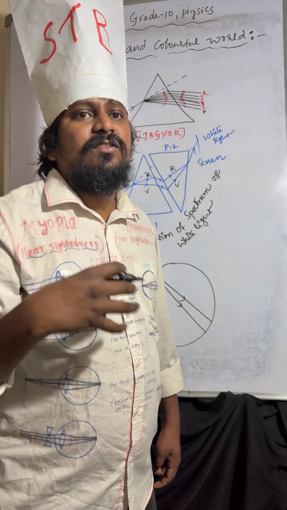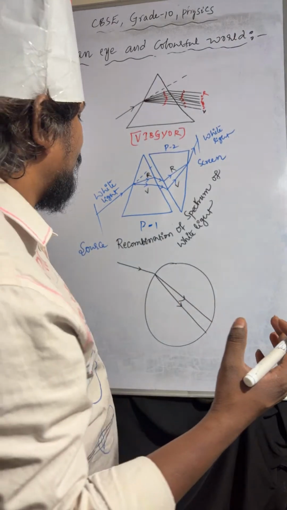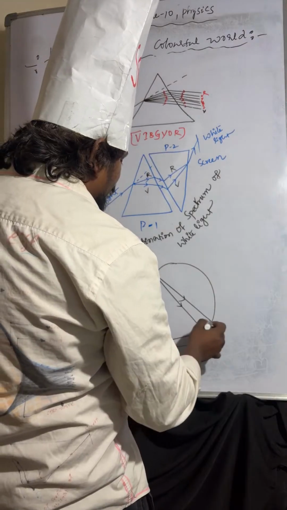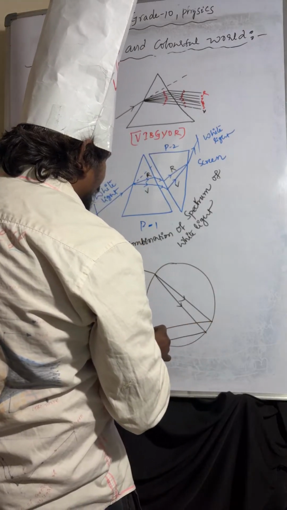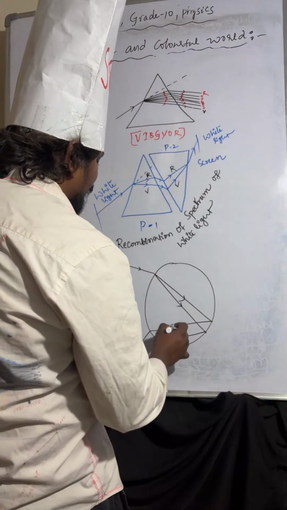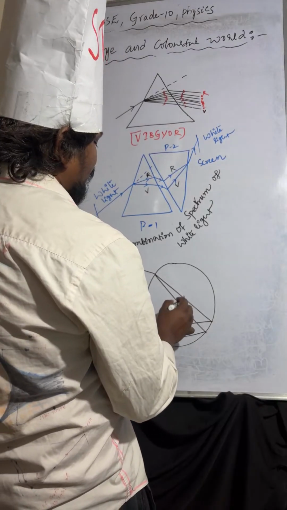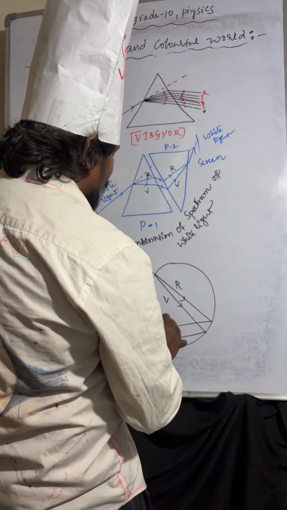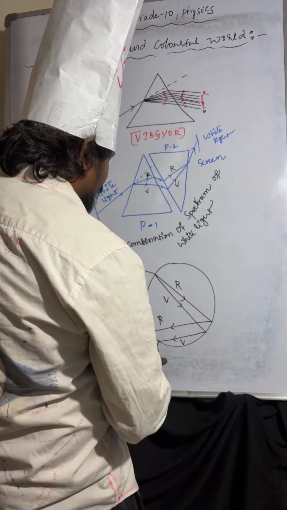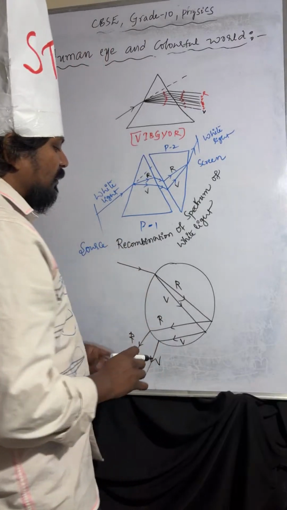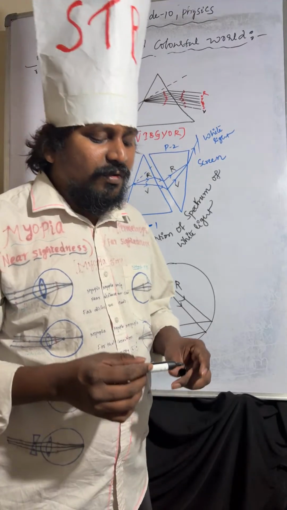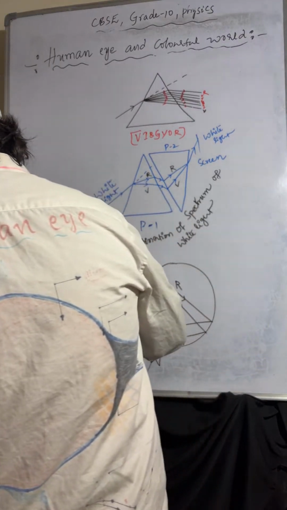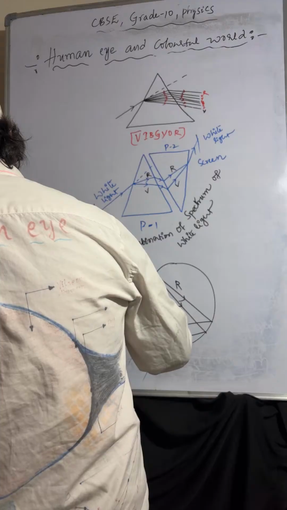Red has a longer wavelength. That is the reason it deviates the least. Here you can also see the refractive index and everything. So this is violet and red, violet and red, and this is violet and red. Understood? This is rainbow formation in the sky.